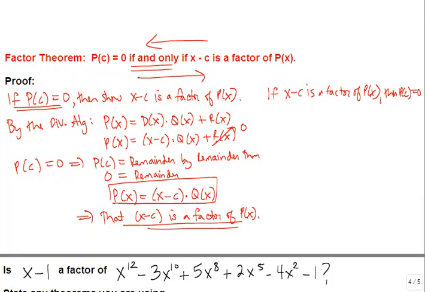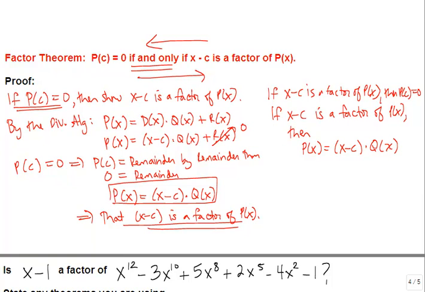So this time we're going to assume that x minus c is already a factor, and then show that that implies that P of c has to be 0. So if x minus c is a factor of P of x, that means that P of x must be x minus c times something else. And that something else I'm just going to call q of x.